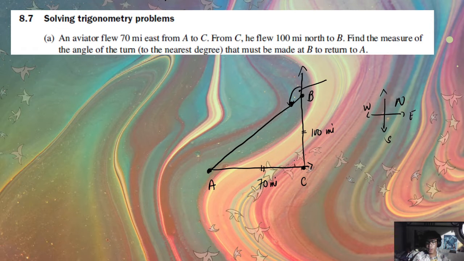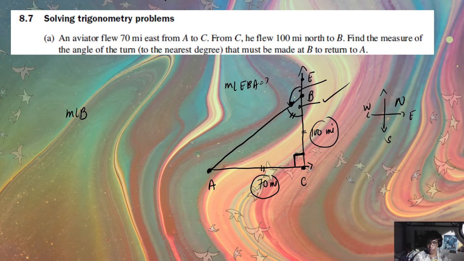Now, for this problem, let's assume that we have a right triangle. There are two sides, and we're trying to find a specific angle, the measurement of angle B. Since it is a right angle and this is a straight line, once we find the measurement of angle B, we'll be able to find the measurement of this other angle. Let's say this is point E. So essentially, we will need to find the measurement of angle EBA. What is the measurement of angle EBA?